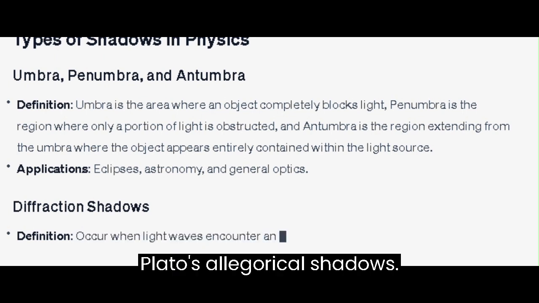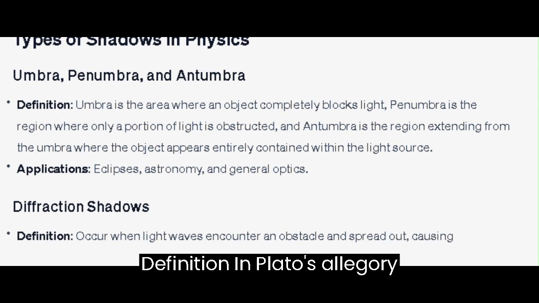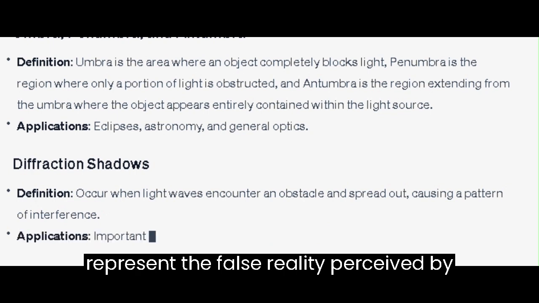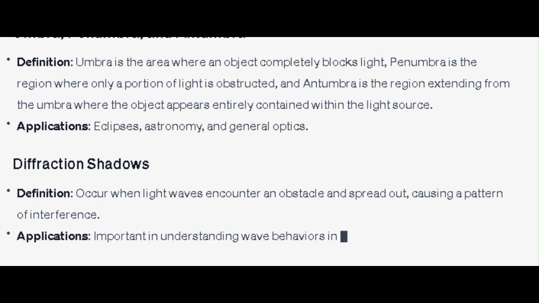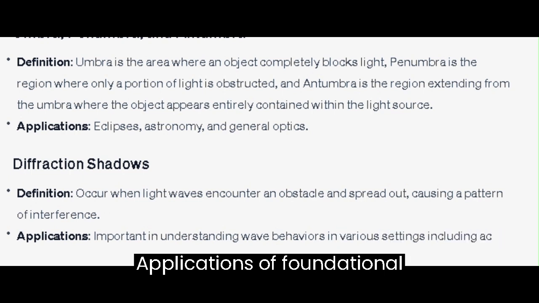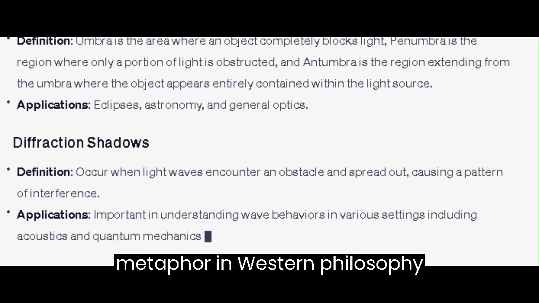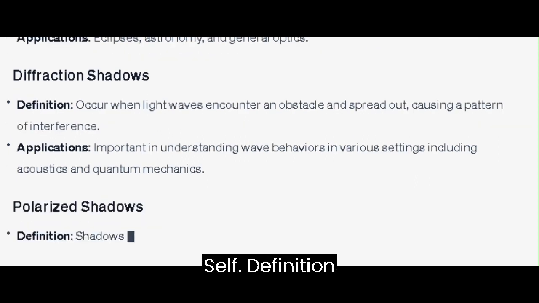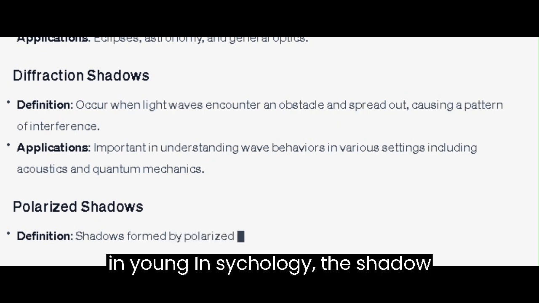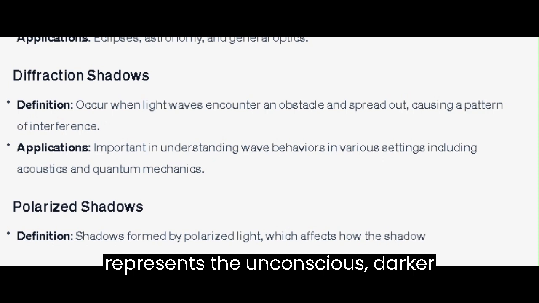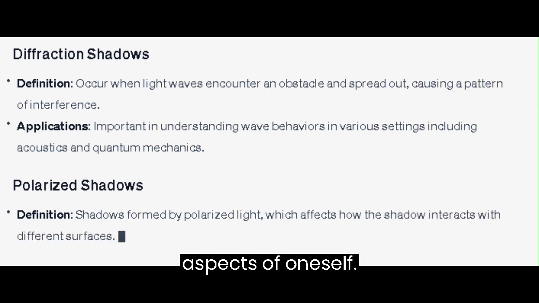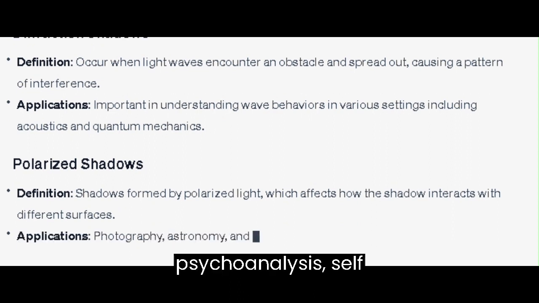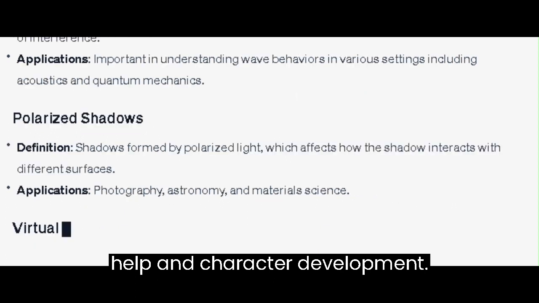Plato's allegorical shadows. Definition: in Plato's allegory of the cave, shadows on the wall represent the false reality perceived by unenlightened minds. Applications: a foundational metaphor in Western philosophy, discussed in epistemology and metaphysics. Jung's shadow self. Definition: in Jungian psychology, the shadow represents the unconscious, darker aspects of oneself. Applications: psychoanalysis, self-help, and character development.